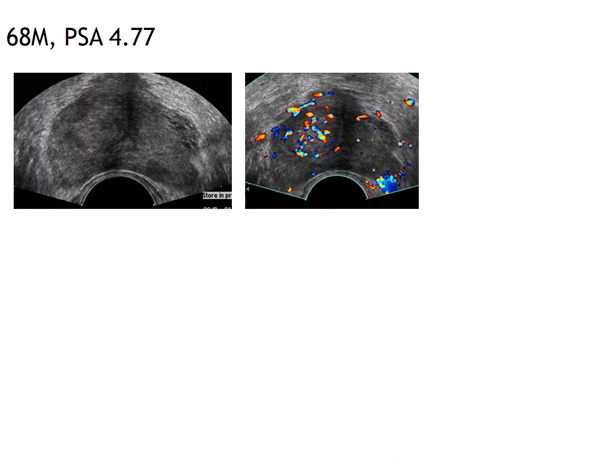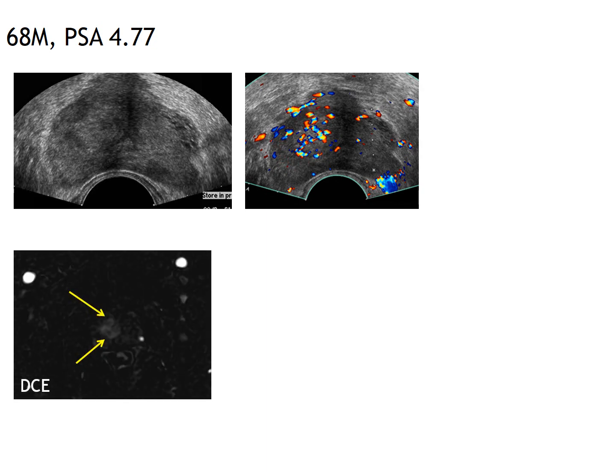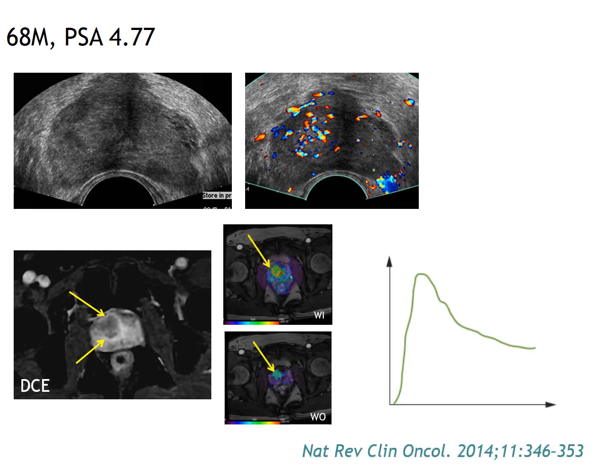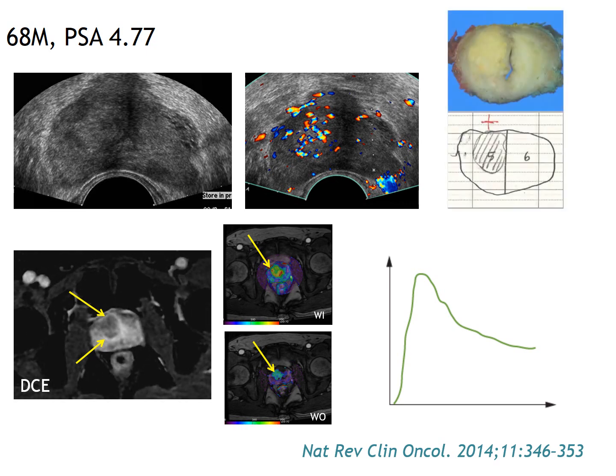In this 68-year-old man with PSA 4.77, there is a hypervascular lesion in the right transition zone. Dynamic contrast enhanced MRI well shows early enhancement and early washout of the lesion. These are wash-in and wash-out maps. This is the time intensity curve. All these imaging findings are well correlated with the pathology of transition zone cancer.